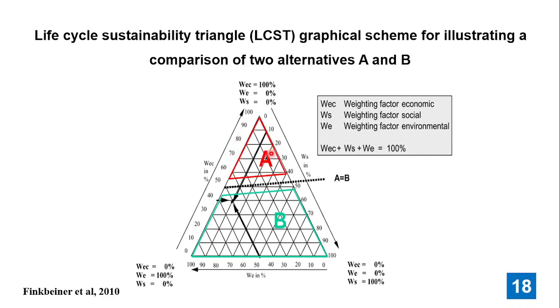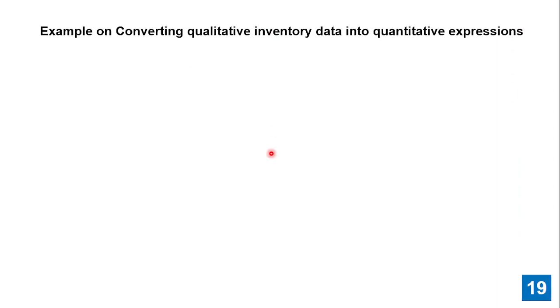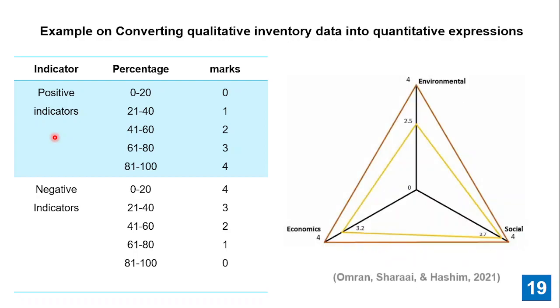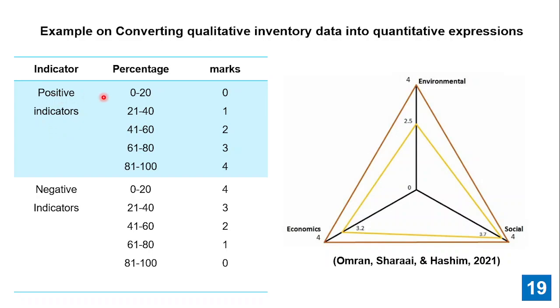So here is a case study that we bring as an example of converting the qualitative and unity data into quantitative expressions. For the positive indicator, Najat and Sharai 2021 use a percentage of 0 to 20 for the mark of 0. For 1 mark, they use 21 to 40. For 2 marks, they use 41 to 60. For 3 marks, they use 61 to 80. For 4 marks, they use 81 to 100.